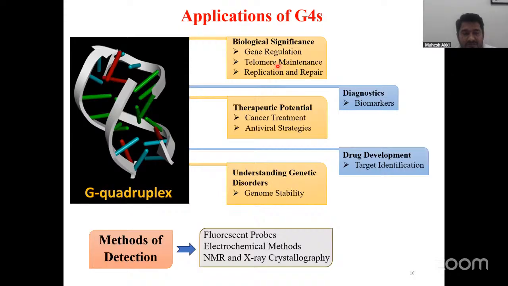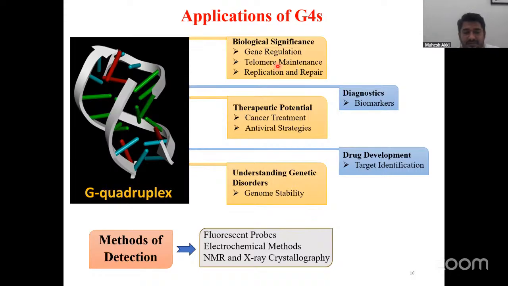Moving to telomeres, which are guanine-rich protective caps at the end of the chromosomes. These help maintain chromosome stability by shielding the DNA ends from degradation and inappropriate fusion events. Importantly, they also serve as natural inhibitors of telomerase, an enzyme that is abnormally activated in most cancers to support uncontrolled cell division, making G4s a potential anti-cancer target.